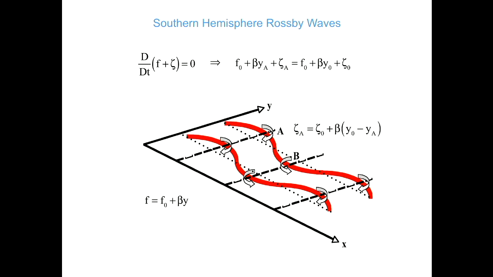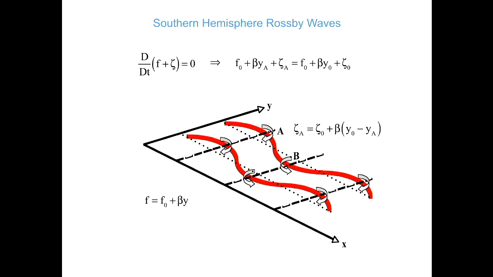What this is saying is this. If I take a parcel there, and I push it towards the north, or I push it towards the south, that's what this is telling us here, that its displacement determines its vorticity, its rotation. That's because the planetary vorticity changes from the pole to the equator. At the equator it's zero, at the poles it's a maximum.